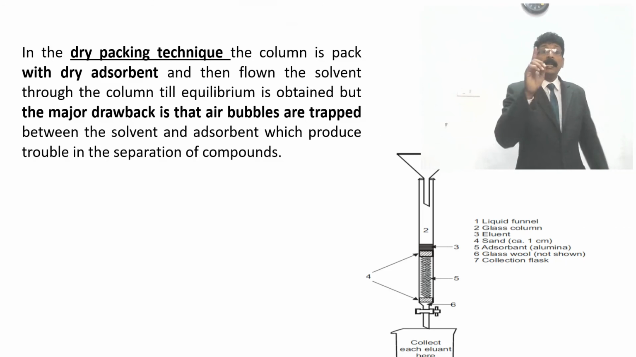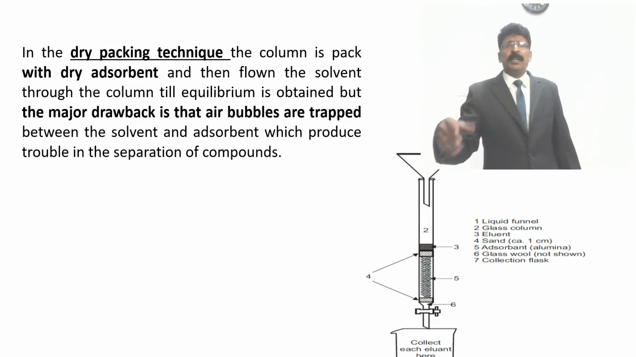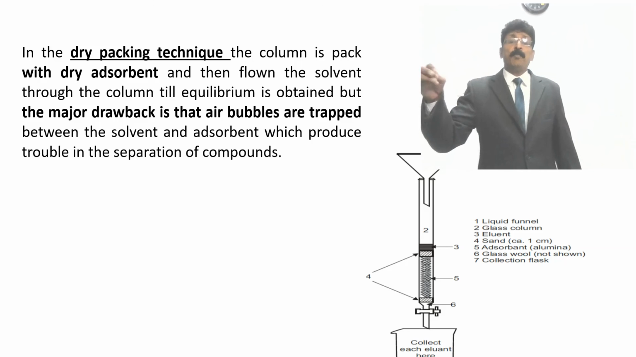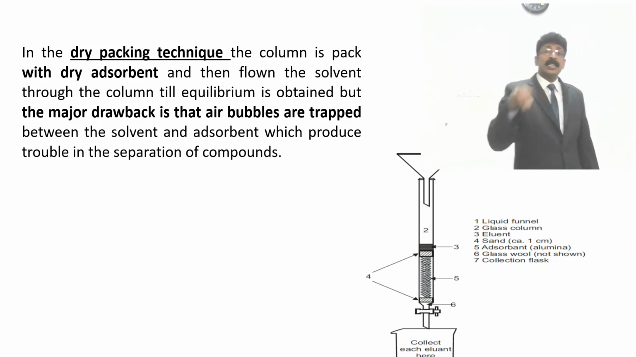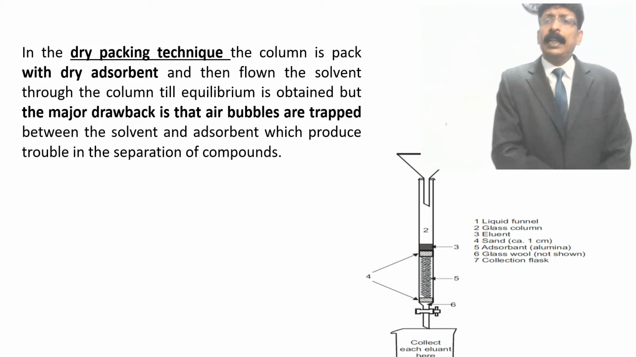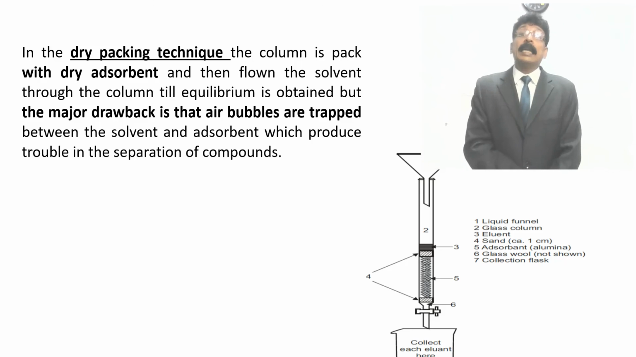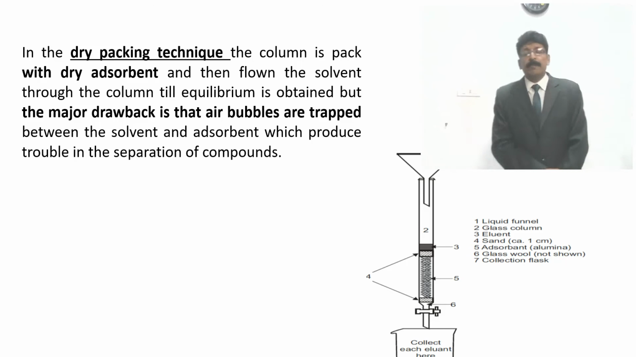In the dry packing technique, the column is packed with very dry adsorbent, added slowly into the column, and the solvent is poured from the top to obtain equilibrium. The major drawback is that air may be trapped, because you are adding dry powder into the tube. Air bubbles can be trapped and can crack the column between the solvent and adsorbent, producing trouble in the separation of the compound.